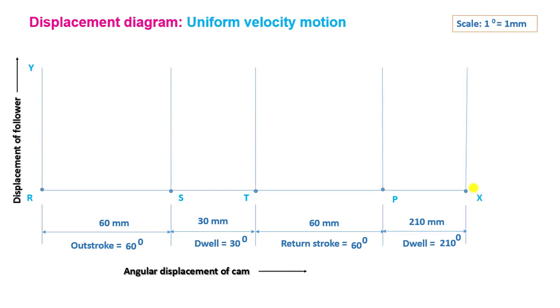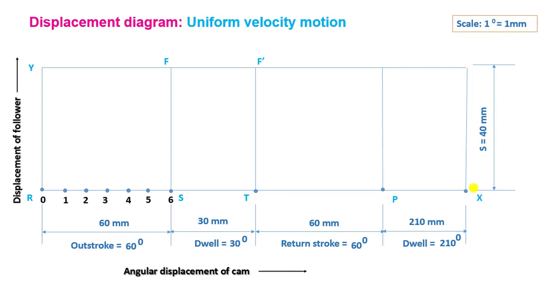Draw vertical line from point R, S, T, P and X. Ry equals the stroke of follower, that means 40 mm, and complete the rectangle. Divide the outstroke into 6 equal parts. Label it as 0, 1, 2, 3, 4, 5 and 6.